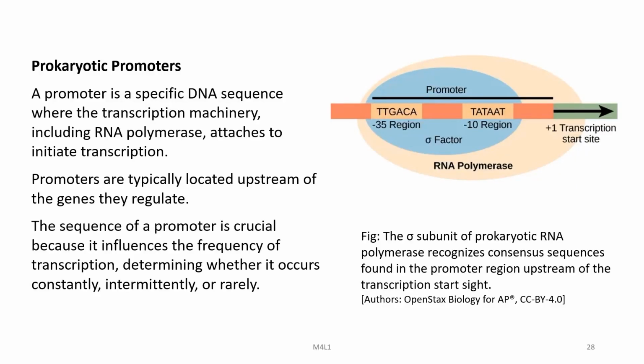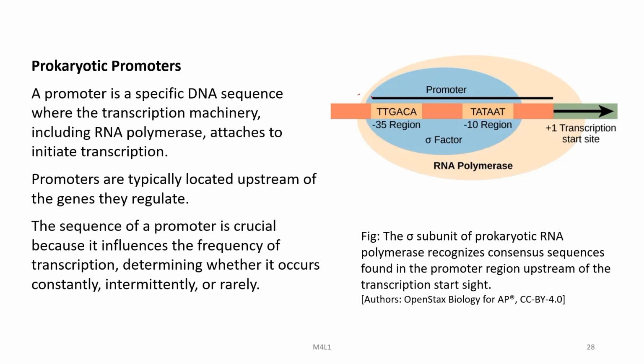Let us now look into the prokaryotic promoters. What is a promoter? A promoter is a specific DNA sequence where the transcription machinery, including the RNA polymerase, attaches to initiate transcription. Promoters are typically located upstream of the genes they regulate. The sequence of a promoter is crucial because it influences the frequency of transcription, determining whether it occurs constantly, intermittently, or rarely.